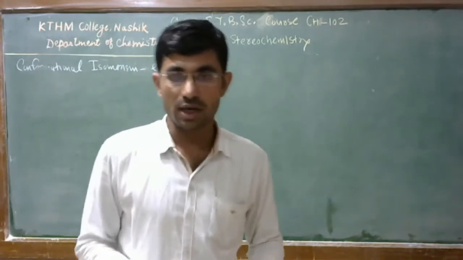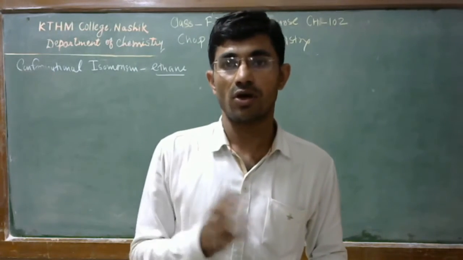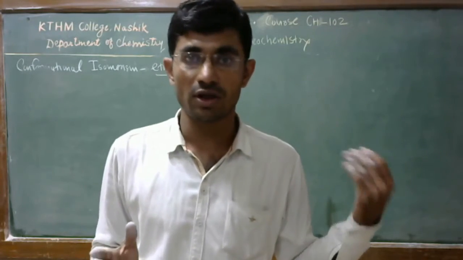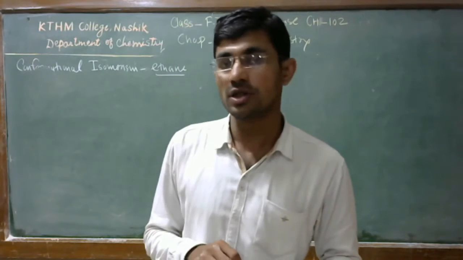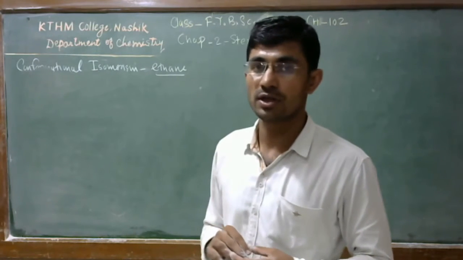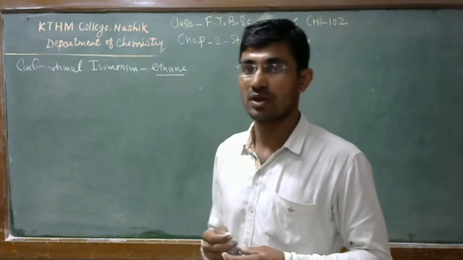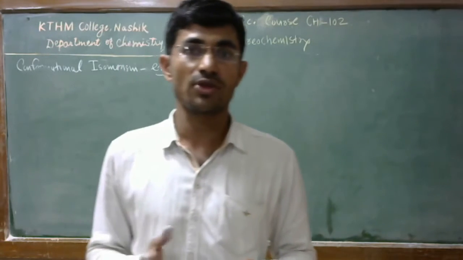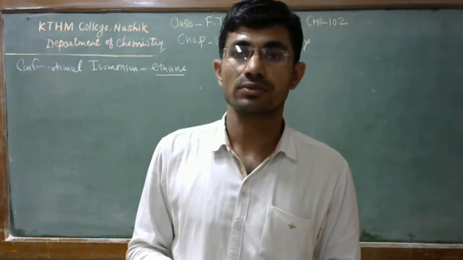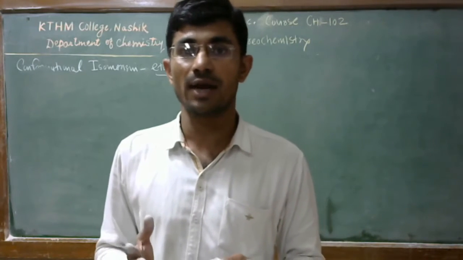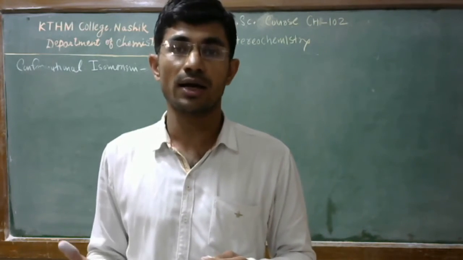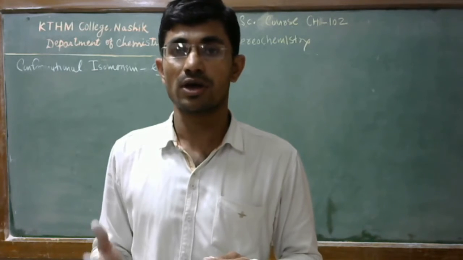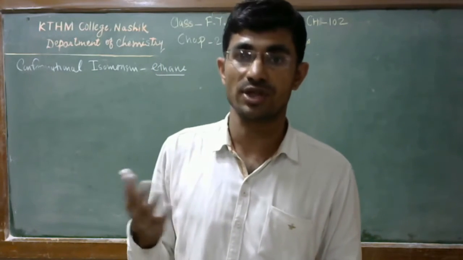Stereoisomers are classified into two types, with respect to configuration and conformation. Conformational isomerism is further classified into two types, for cyclic and acyclic molecules. In this lecture we are going to discuss conformational isomerism in ethane. Before that, you must know the definition of conformational isomerism.